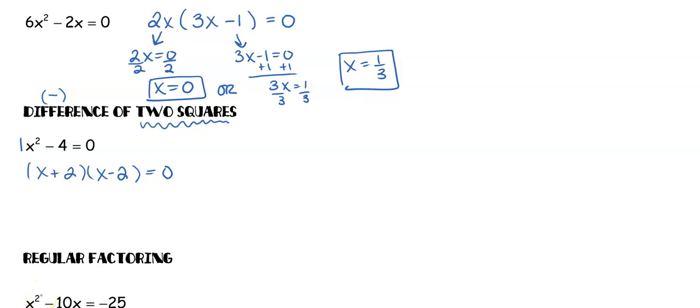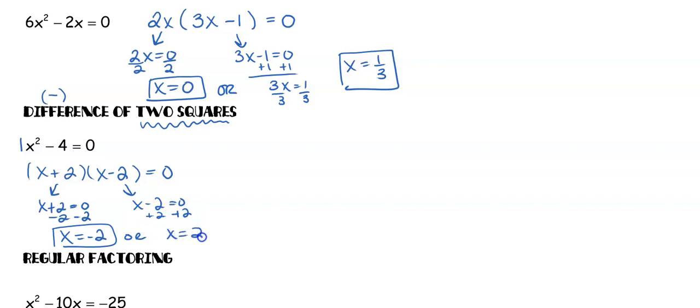To solve, we're going to set each of those pieces equal to 0. So we've got x plus 2 equals 0. We move that 2 over. We have x is equal to a negative 2. We set the x minus 2 equal to 0. Move that 2 over. And we have our second possibility of x is equal to a positive 2.